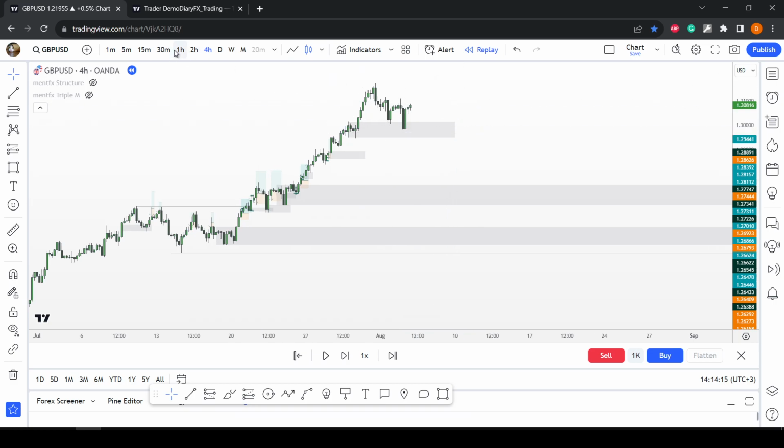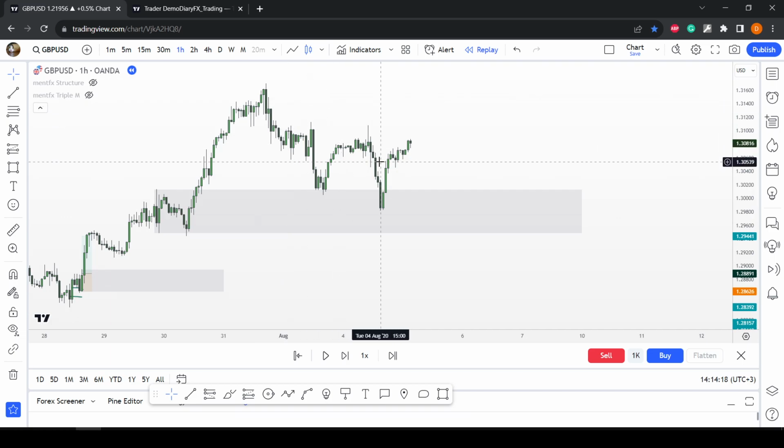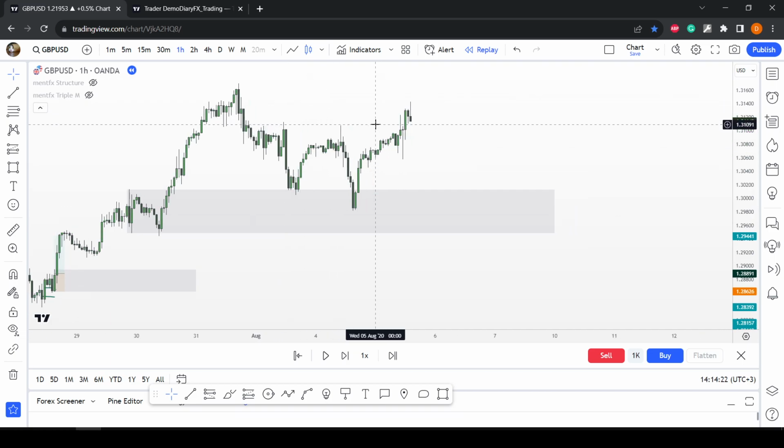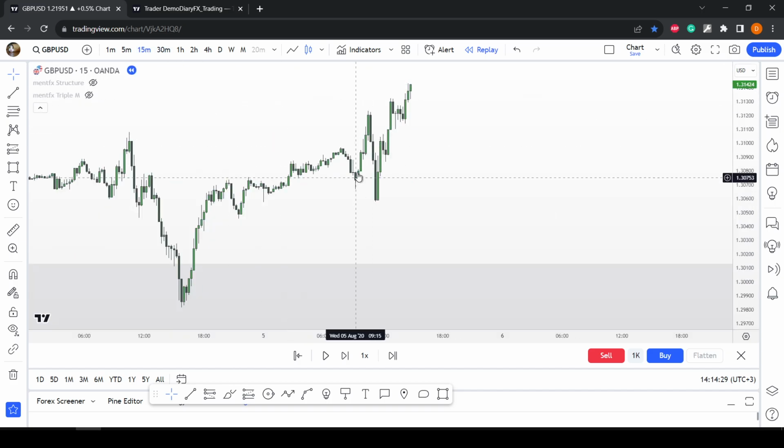It doesn't want to break. Let's wait for the break of this, if it wants to happen. And if it wants to happen, it even provides an impulse, correction, impulse pattern. We have this, we have that.